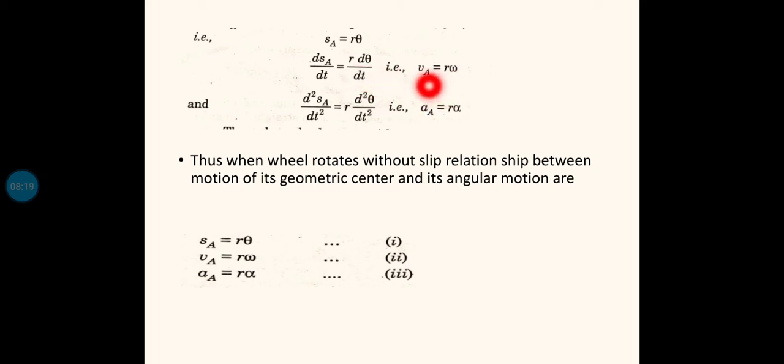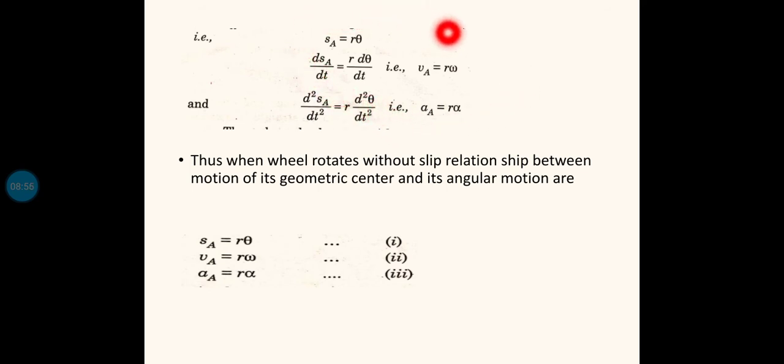Now deriving again, the second derivative of the displacement gives you the acceleration. So d square SA by dt square is the acceleration. Finding the derivative again gives r into d square theta by dt square. In curvilinear motion, d square theta by dt square is the angular acceleration alpha. So this becomes r alpha. The linear acceleration of the point A will be equal to r into alpha. This equation is already familiar to us.